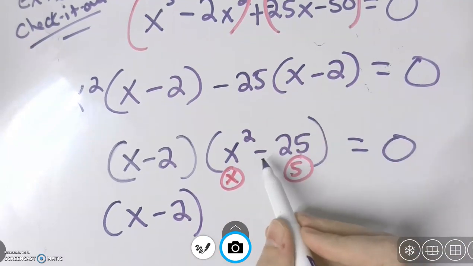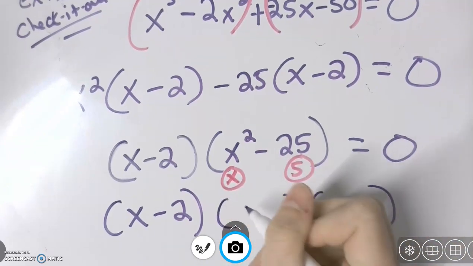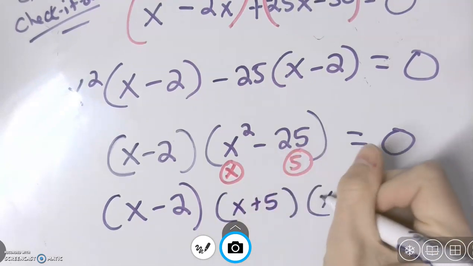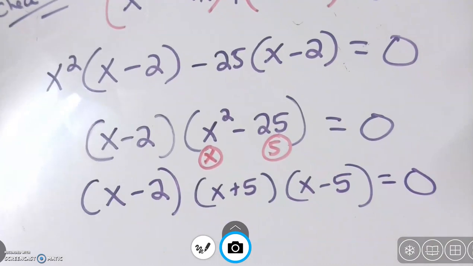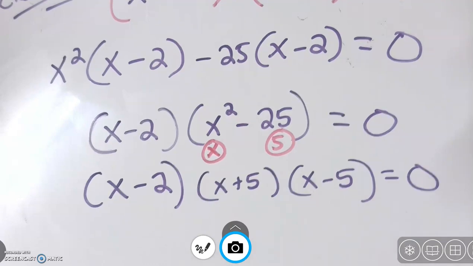So, because this is a difference of 2 squares, I can now set up 2 parentheses, and in these 2 parentheses I'm going to have x plus 5 and x minus 5, again because that is the formula, if you will, for a difference of 2 squares. So now I check again. X minus 2, fully factored. X plus 5, can't do anything with that. And x minus 5. All of these now are fully factored.